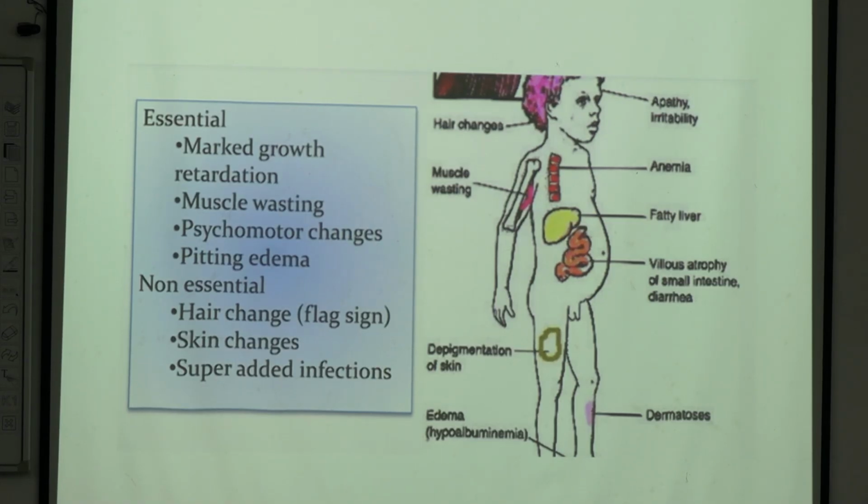Apathy, the child is irritable. Muscle wasting is there, you can almost see the bones. Fatty liver is there. There is villous atrophy of the small intestine. Depigmentation of skin, you can see in the right thigh. Edema, and that's very important, and dermatosis. So all these are features of Kwashiorkor. And just look at the stomach. The abdomen is bulging. Okay. This is a drawing. We will come to the actual picture later on.